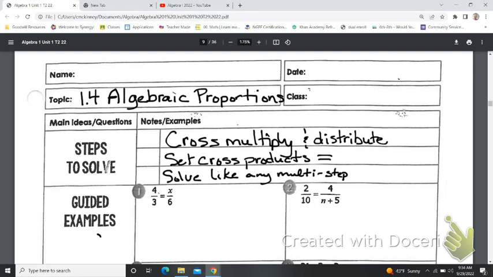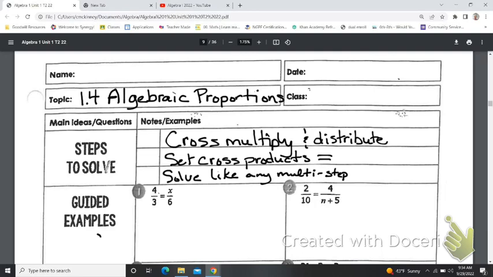So proportions, remember, are fractions that represent equivalent ratios, and when that is the case, then the cross products, which is the diagonals, have to be equal to one another. And so sometimes the problem can be as easy as number 1, where we simply cross multiply and divide because that's the only step. There's no need to distribute.